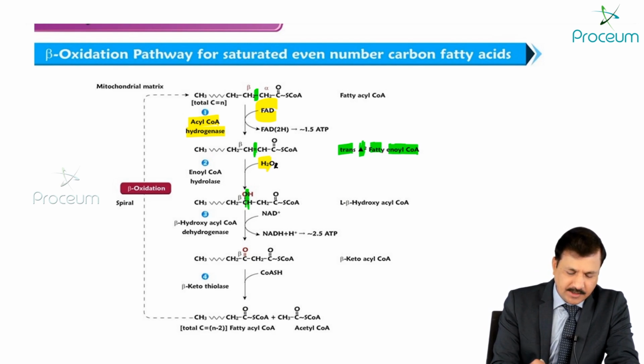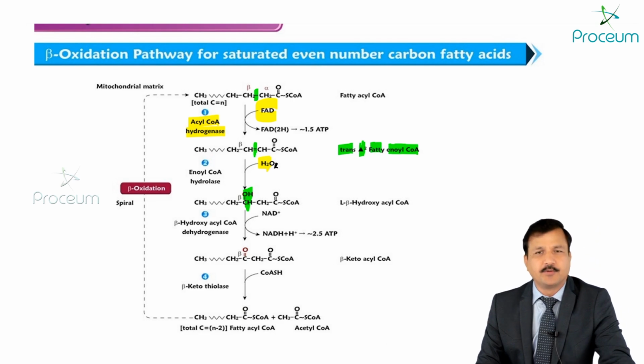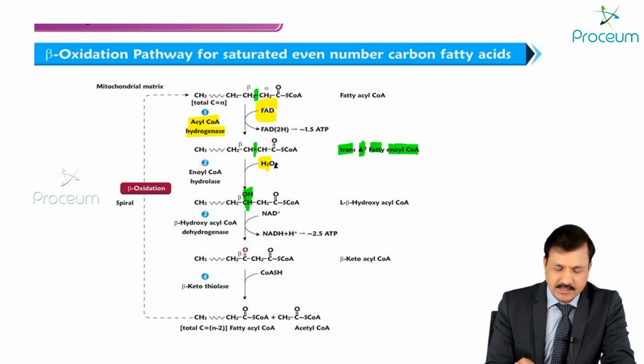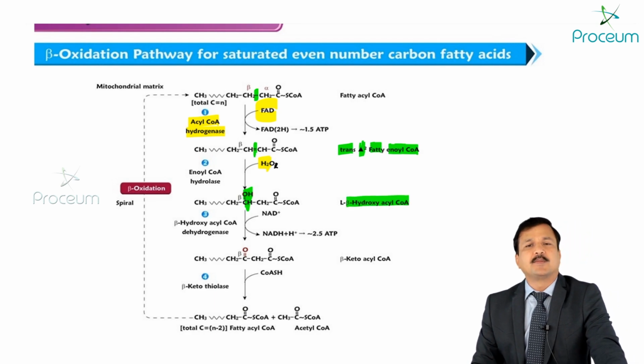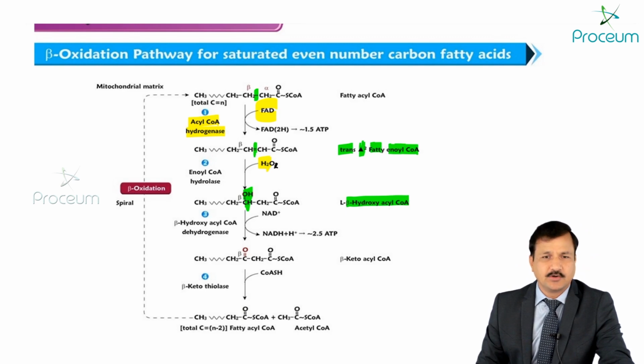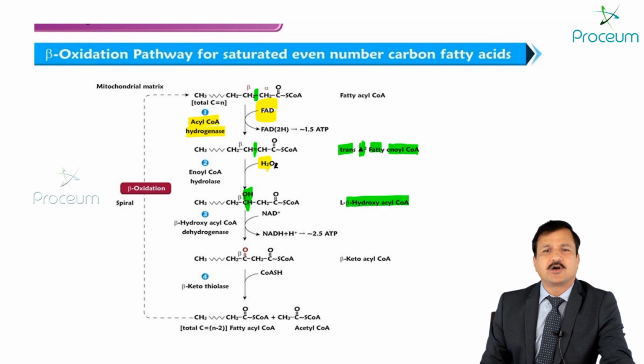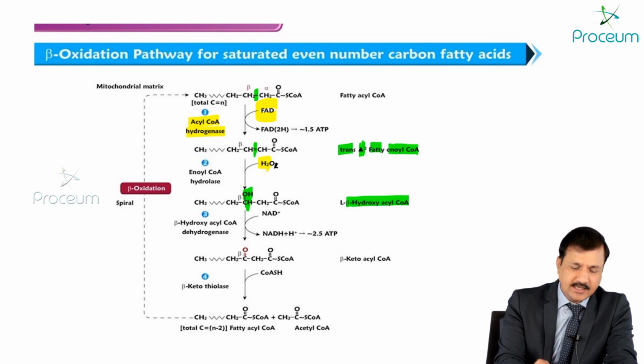So the beta carbon is attached with the hydroxyl group, and that's why the molecule that is coming out as a product here is a beta hydroxyacyl CoA, because beta carbon has got a hydroxyl group. Now the third reaction, catalyzed by beta hydroxyacyl CoA dehydrogenase, is an oxidation reduction reaction, where NAD is getting into the reaction.